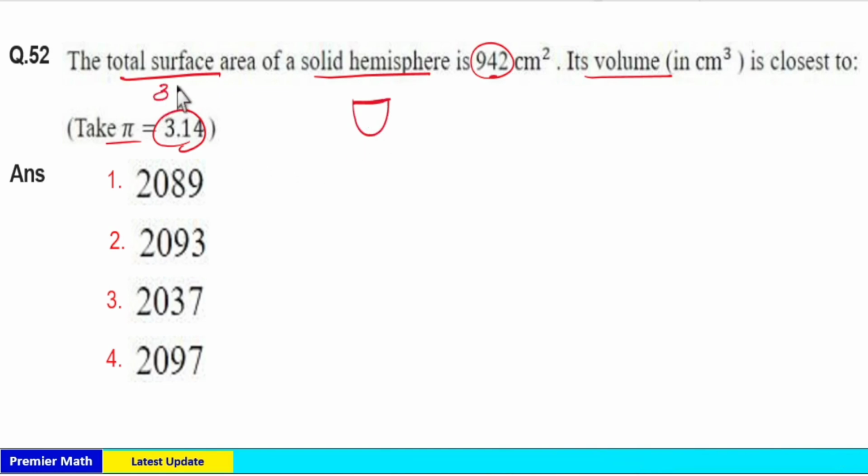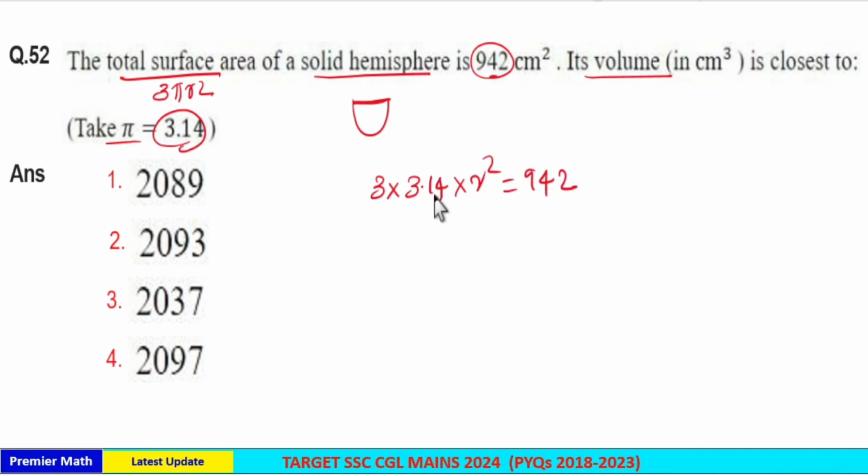So total surface area is 3 pi r square for hemisphere. Now 3 into pi is equal to 3 into 3.14, and r square is given as 942. Now 14 into 3 is 42 and 3 into 3 is 9. So 3 into 3.14 is 9.42. So this goes 100 times in 942. Then r square is equal to 100, which means r is equal to 10.